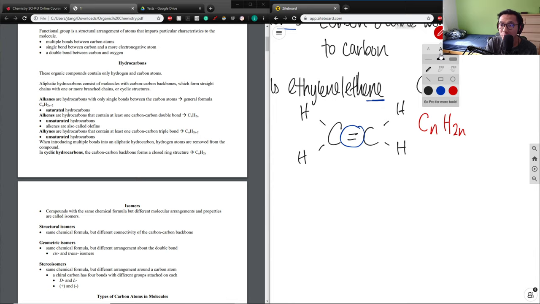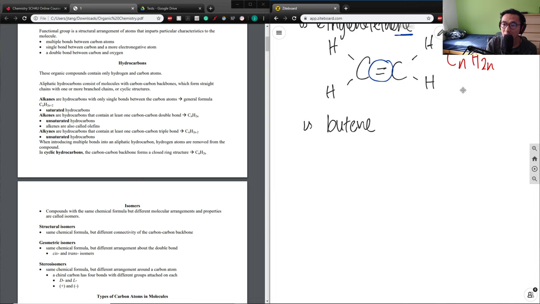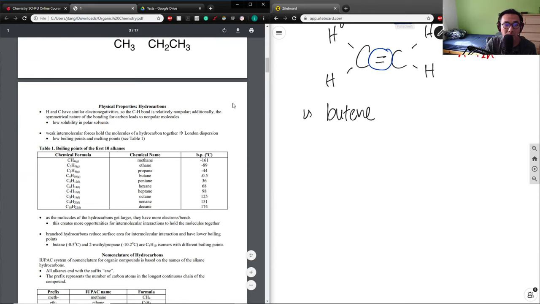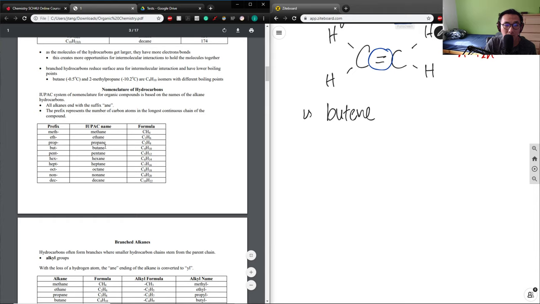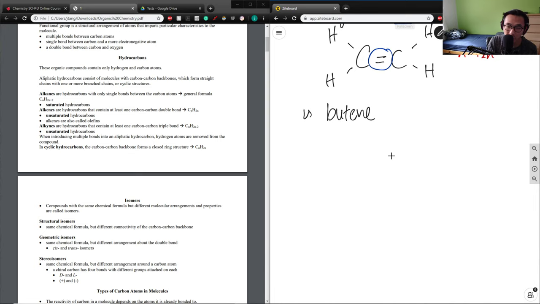So let me do another example. Let's do an example of butene. So butene, again, E-N-E, I know it's an alkene, so I have a carbon double bonded to a carbon. And then I also have bute here, if I scroll down here, the IUPAC name is butene. Don't worry about the ending, but bute is 4 carbons. So I know it has 4 carbons, and it's going to have one double bond.